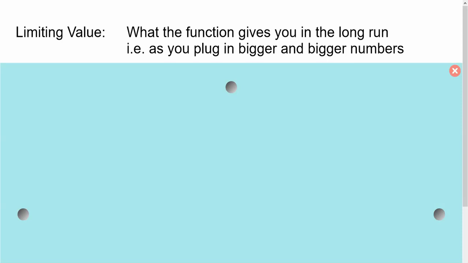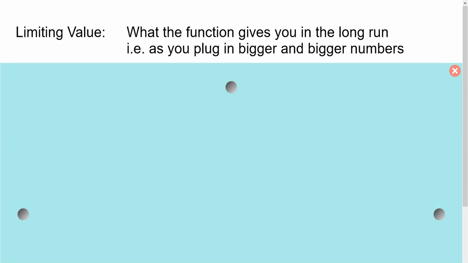In this video, we're going to take a closer look at limiting values. We've already talked about limiting values. We've said that a limiting value is what your function gives you in the long run. Like if you plug in larger and larger numbers, 10, 50, 100, bigger and bigger, and your function is giving you numbers that start to level off at a certain value, that's called a limiting value. Not all functions do this. Not all functions have a limiting value, but some do.